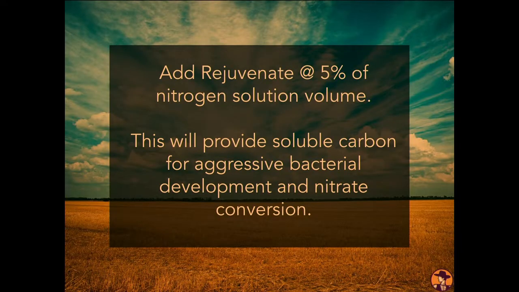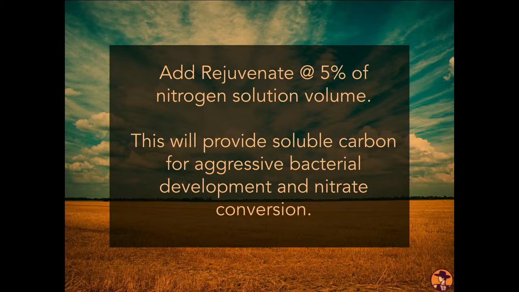And then we add Rejuvenate at 5% of nitrogen solution volume. For both the Humicarb and the Rejuvenate, the math can be either weight or volume. It doesn't really matter. There's not significant differences. The Rejuvenate, if you're not familiar with that product, is a combination of molasses, enzymes, and humic substances, and the key reason for the Rejuvenate is that it triggers bacterial populations to grow very, very quickly.